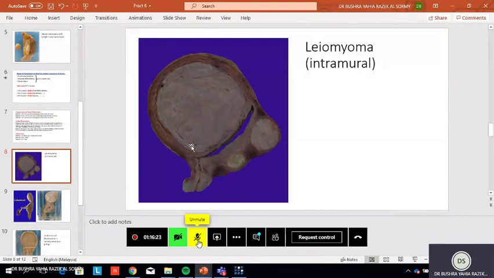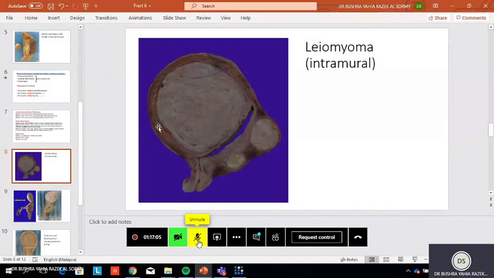So this one we call intramural. Intramural means inside the myometrium. Even this we call subserosal, but the tumor actually arises from the myometrium, from the muscle. Why do we say subserosal? Because it protrudes to the serosa. Also, this is subserosal, but this one is still within the myometrial muscle. So we call it intramural, meaning inside the muscle.